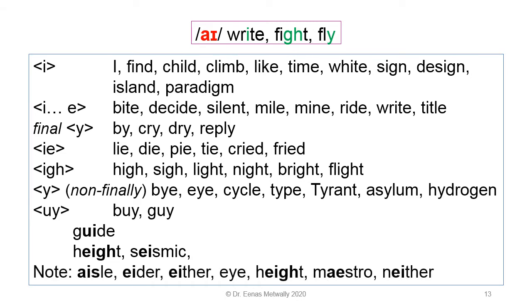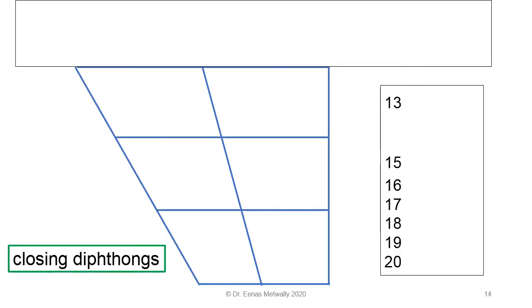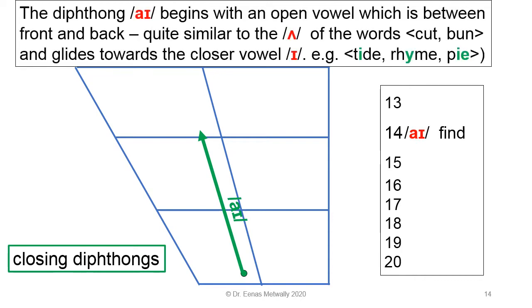I'll, either, I, height, maestro, neither. Our second closing diphthong I begins with an open vowel between front and back, near the ah in the words cut and bun, and it glides in the direction of the closer vowel I, which makes it a closing diphthong. It's found in the words find, tide, rhyme, and pie.